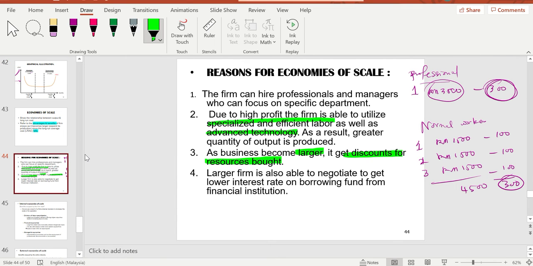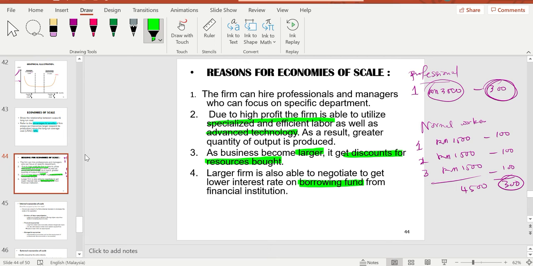And then larger firm also able to negotiate to get lower interest rate on borrowing fund from financial institution. If for example we want to expand our business kan, investment lah. Kalau perniagaan ni dia akan sentiasa buat investment, pelaburan untuk besarkan lagi bisnes. So bila you pergi ke bank, of course bank bukan bagi amal kan, dia bagi pinjam, dia mesti ada interest rate yang dia charge. Tapi kalau you adalah syarikat yang established, interest rate yang you dapat adalah lebih rendah berbandingkan syarikat-syarikat yang baru yang tidak ada nama lagi.